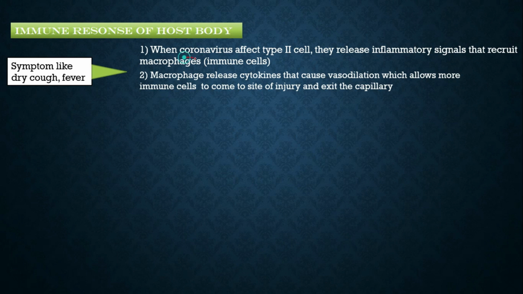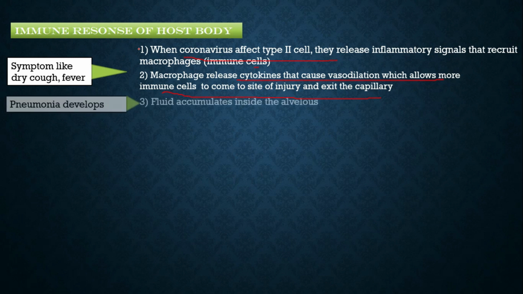As I explained, when coronavirus affects the type 2 cell, they release inflammatory signals which will recruit macrophages. That is, they will make more macrophages come to that place, and these are immune cells. Macrophages will release cytokines which will cause vasodilation, which will allow more immune cells to come to the site of injury. If any person is in this stage, he or she will experience symptoms like dry cough and fever.